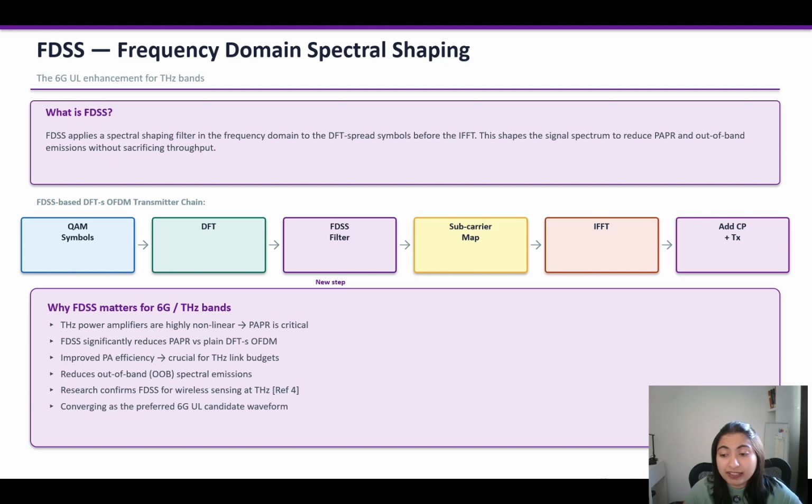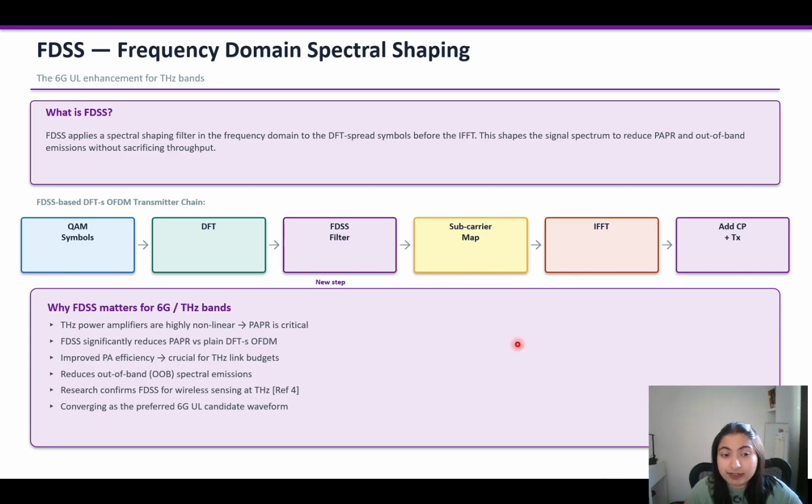The problem is that the power amplifiers at this terahertz frequency region are extremely non-linear. So they are operating at the edge of what the semiconductor physics could allow. And non-linear amplifiers are much more sensitive to PAPR. So a high PAPR signal going into a non-linear terahertz amplifier can cause severe distortion to the signal.